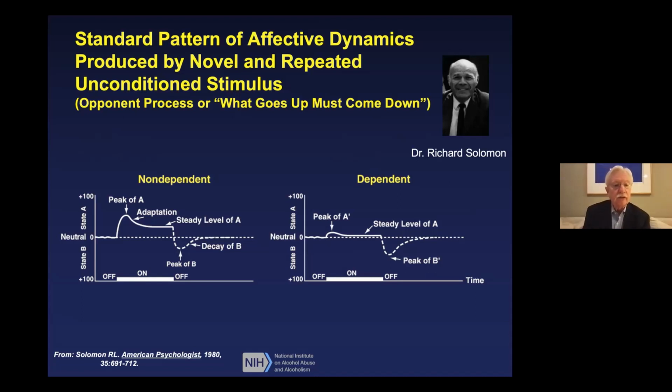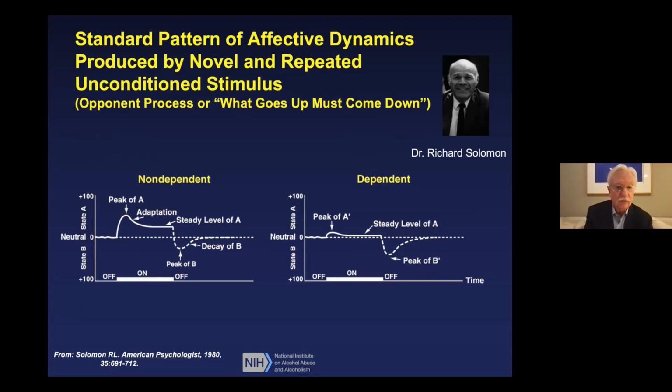So if you look at this slide, you can see that there's this diagram here of an A process followed by a B process. And this is supposed to be hedonic state. So an A process is actually feeling good. And you could argue that the B process is feeling bad. And in this particular theoretical illustration, Solomon was talking about actually heroin administration intravenously. And you can see there's a hedonic response and then a dysphoric B process response.